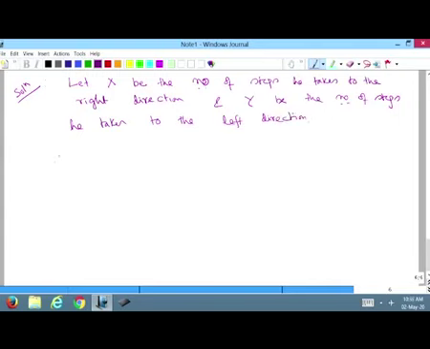Therefore, x plus y is equal to 6, because we are looking at a total of 6 steps, and modulus of x minus y is equal to 2. This is obvious. That means either he takes 2 steps more to the right or 2 steps more to the left.